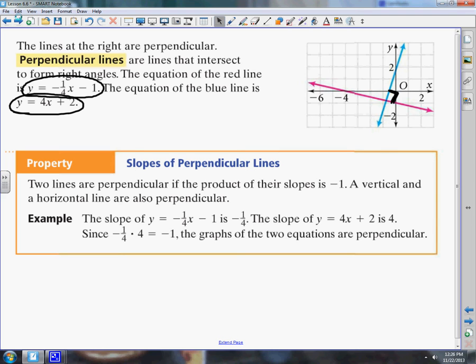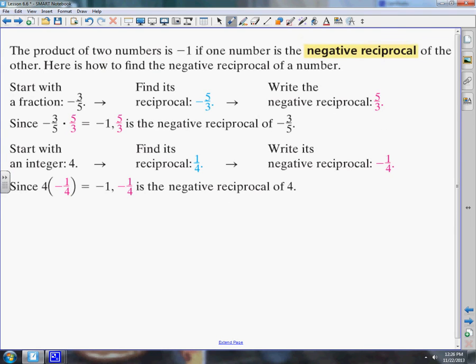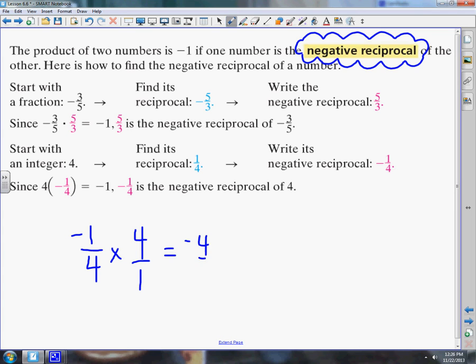However, what they say is two lines are perpendicular if the product of their slopes is negative 1. So if you multiply them together, you'd get negative 1. This is called a negative reciprocal. So you want to write this down. Negative reciprocal: the product of two numbers is negative 1. Like in that last example, negative 1/4 times 4 over 1 would be negative 4 over 4, which equals negative 1.